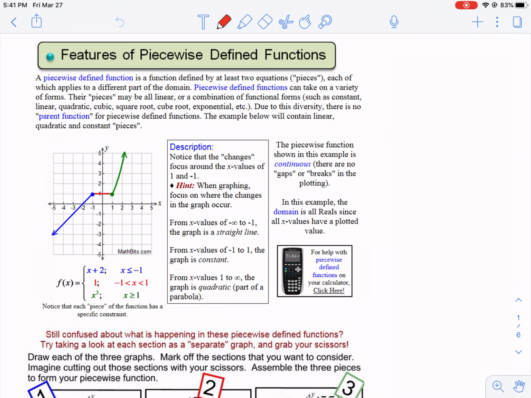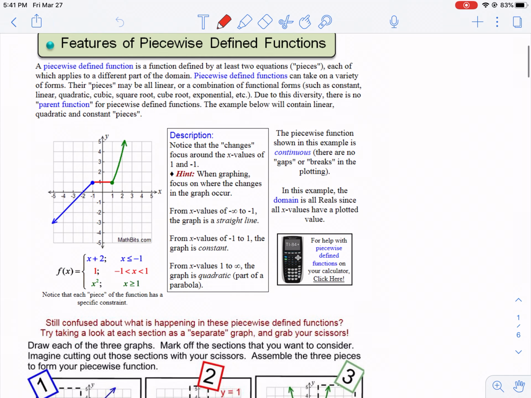So the first kind of function we're going to deal with in this unit is called a piecewise defined function, or just piecewise function. A piecewise function is really just what the name sounds like: a function that's made up of pieces of other functions glued together. You can read the paragraph about the more in-depth detail of what that really means.